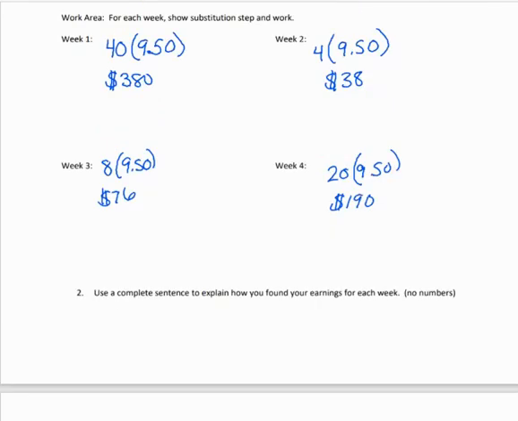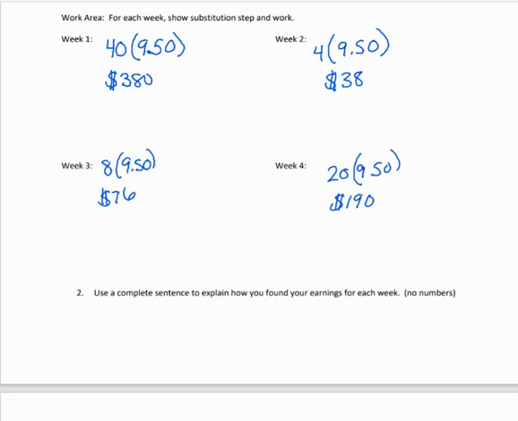Use a complete sentence to explain how you found your earnings. So, is there anybody who feels confident giving us a sentence where you're not using numbers? So what did we do for each of these problems? What operation did we do? Someone tell us. Multiply. Multiplied, exactly. Now, someone besides Max, because he already filled us in on this answer earlier. What are we multiplying each time? Bingo. Okay, Tim said it in class.